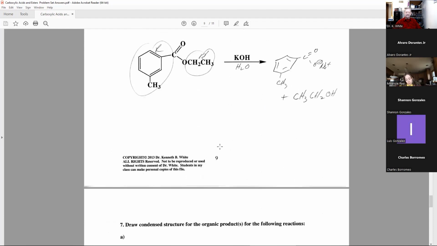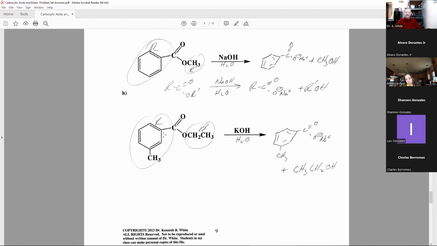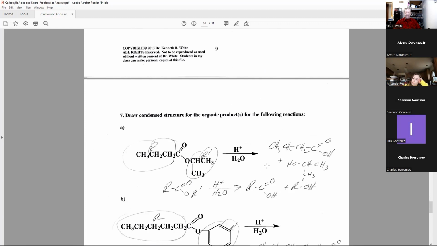So we look at H, an ester. R is this benzene ring with a methyl group. R prime is ethyl. And you get this carboxylate anion, the carboxylic acid you would have used to make that ester, plus this alcohol. And I'll talk to you later about this or similar reactions I used when I worked for Unichem Chemical to make carboxylic acids and their derivatives.